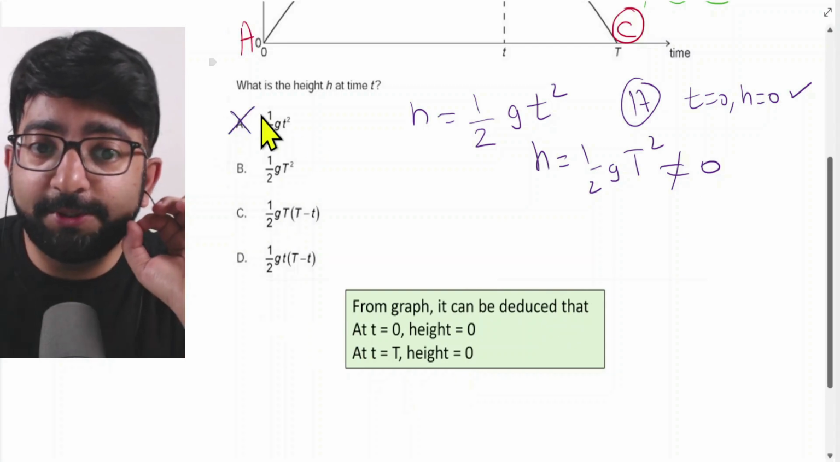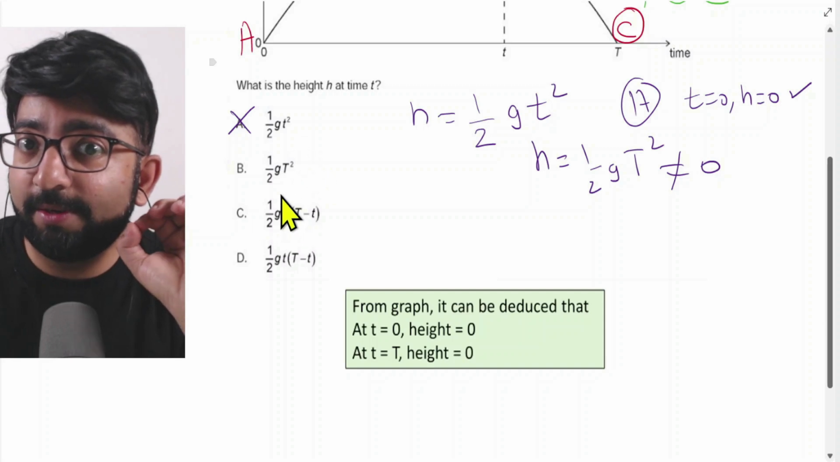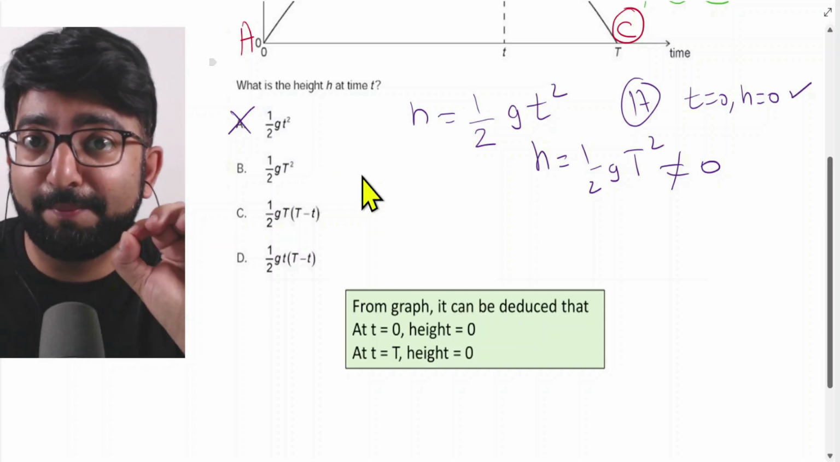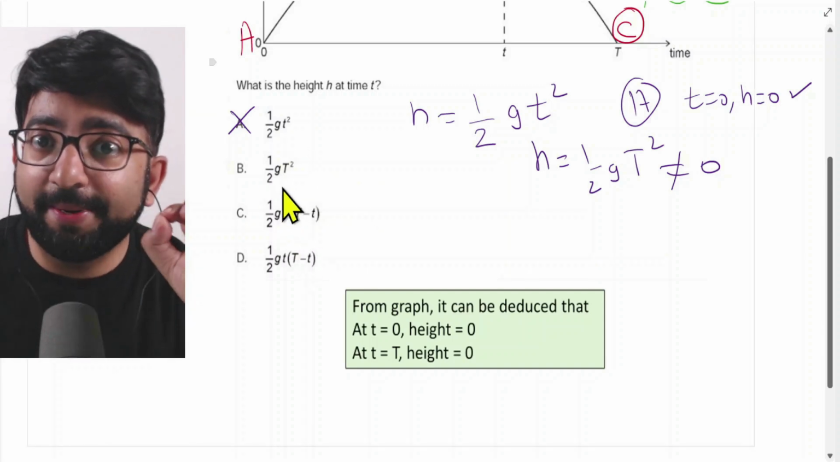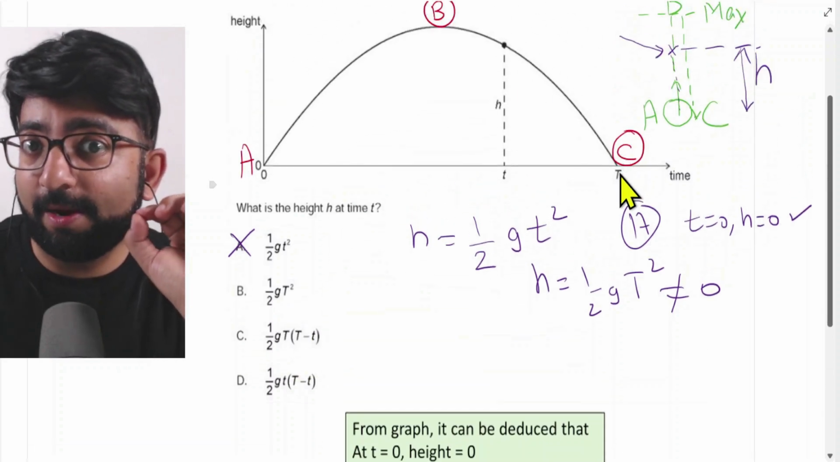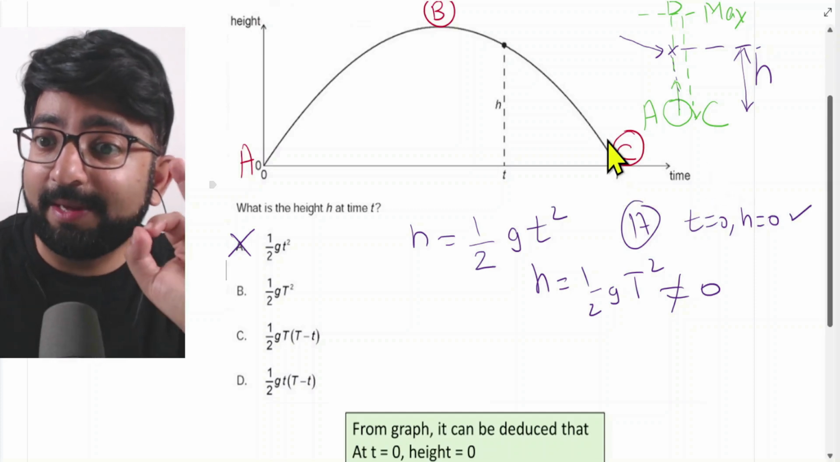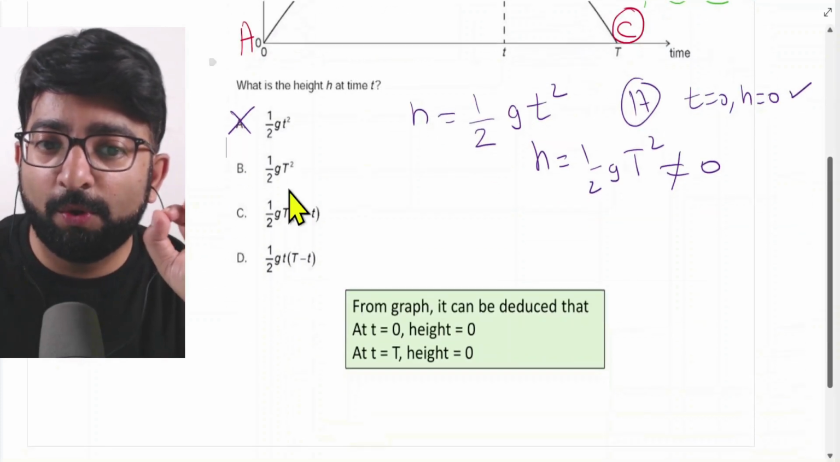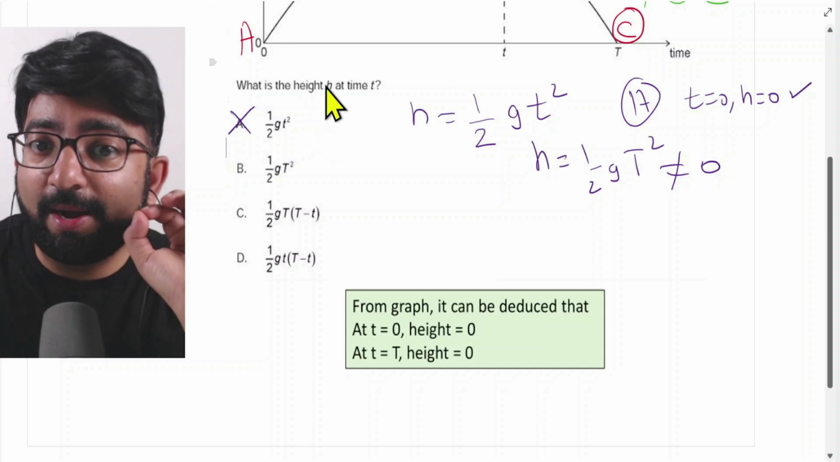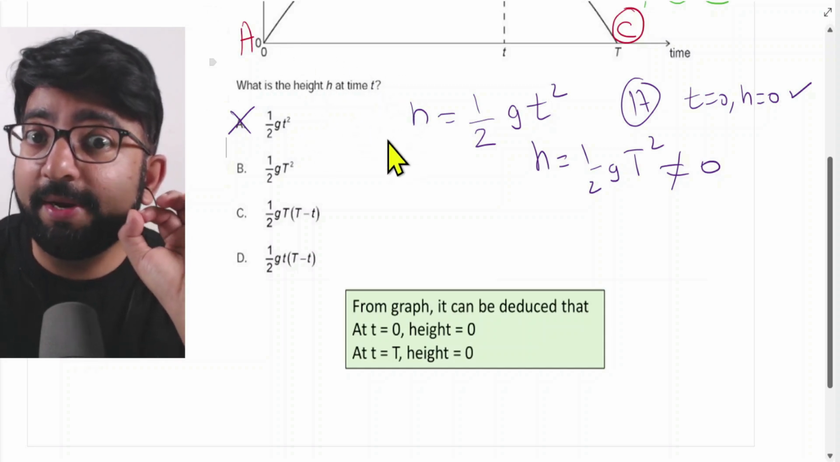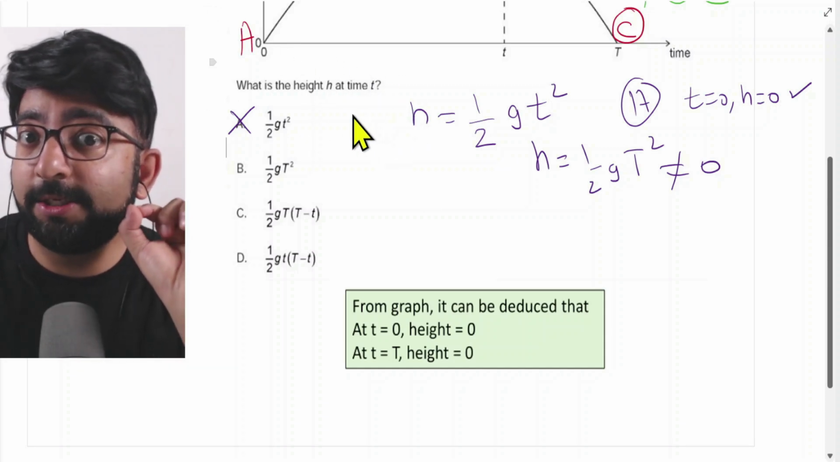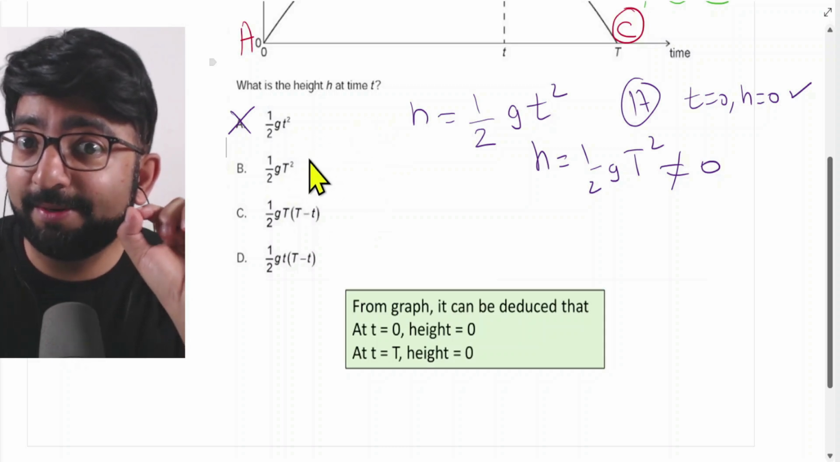Now, let us look at option B. It is half g capital T square. Now, this expression doesn't even have the variable time, small t, because capital T here is a specific time. That time is the time taken by the ball to come back to the ground. And that capital T is definitely not 0. To sum up, we have to find the height at a particular time t. Now, t is the variable, which means the expression should have the small t, the time variable.